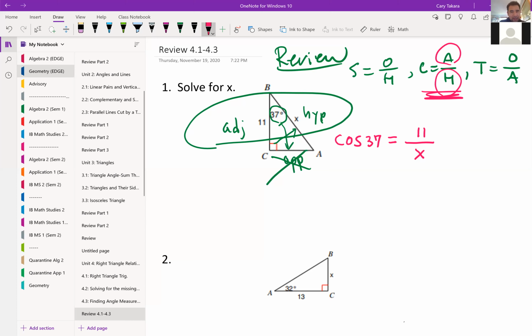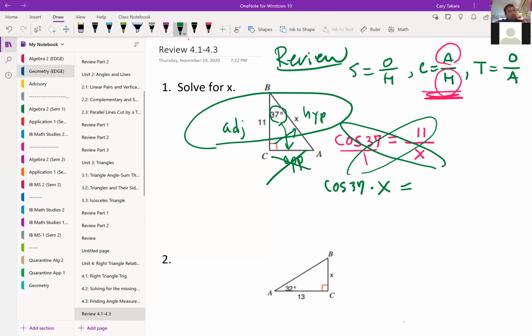And then you're going to cross multiply, okay? So let's do that. Cross multiplication says if you multiply diagonally, you've got two diagonals, this way and this way. They are equal to each other. So cosine of 37 times x, that's the first diagonal. That's going to be equal to the other diagonal multiplied together, 1 times 11, which is just 11.